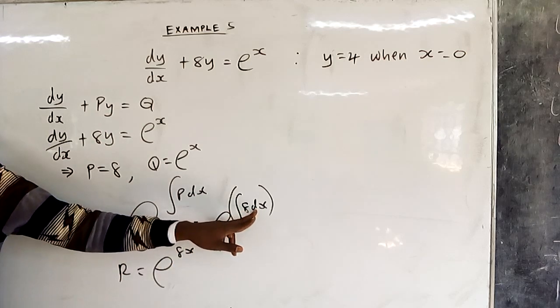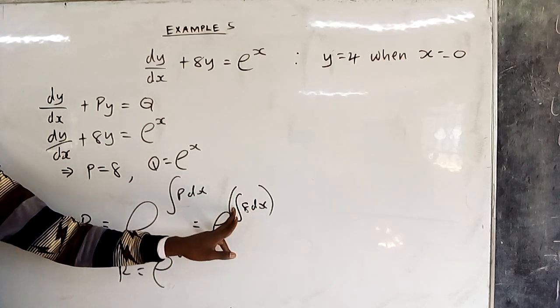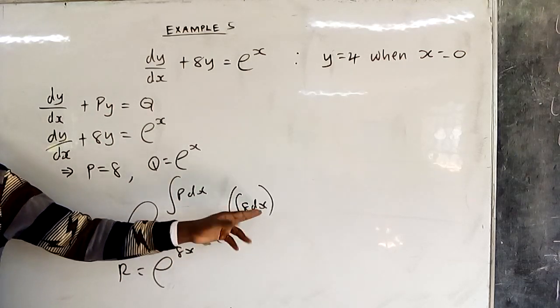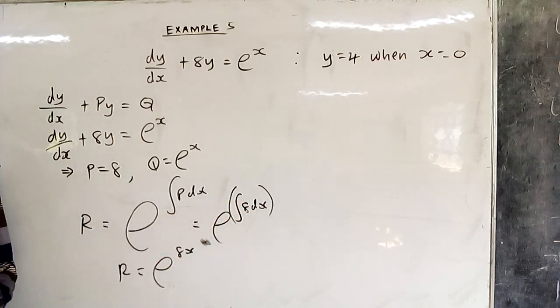So we now have r is e^(8x). If we integrate 8 dx, you factorize 8 outside. If you integrate dx, you remain with x. 8 times x is 8x. So we found the value of r.